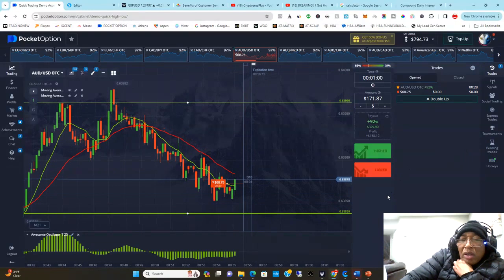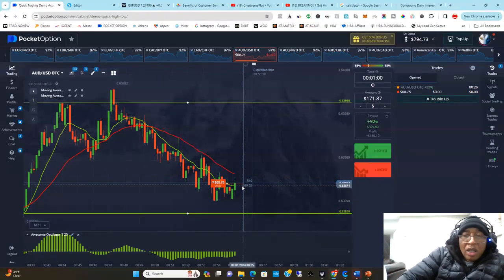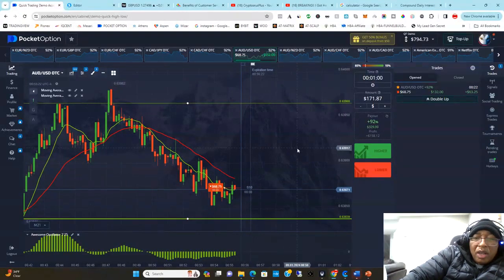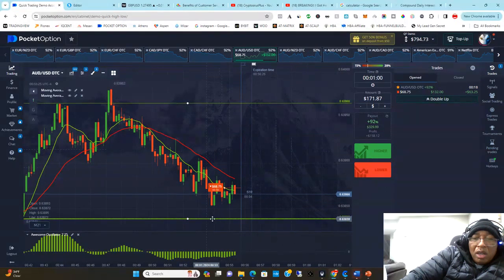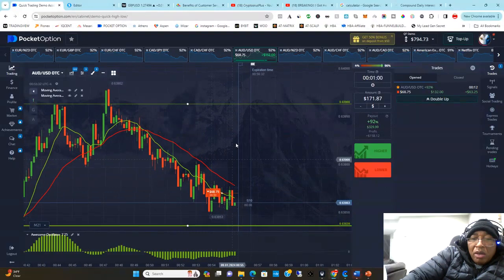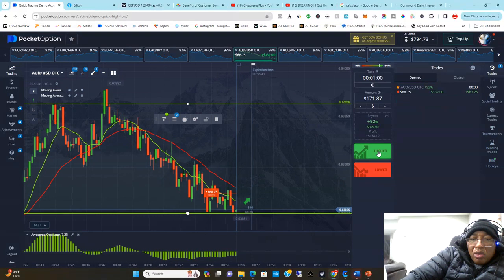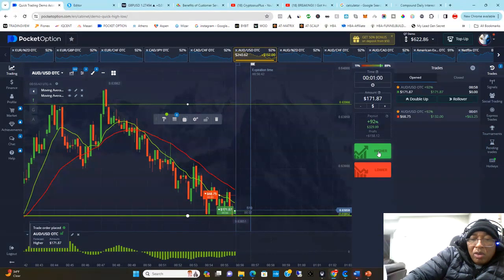Okay, it's broken this line here, so I think it's just a strong downward until this level here. Alright, let's see how strong that's gonna be. Is it gonna go up and wipe our profits? Because it's forming this strong line there. Strong, strong. Okay, let's go with that one.